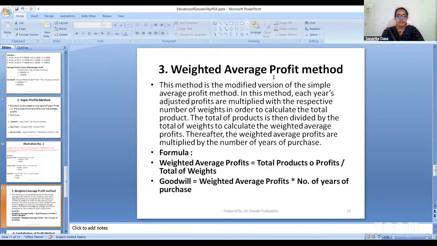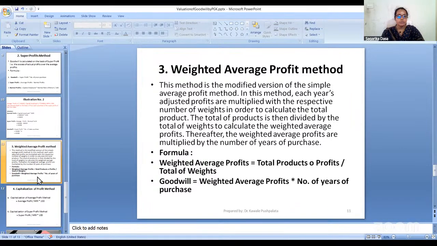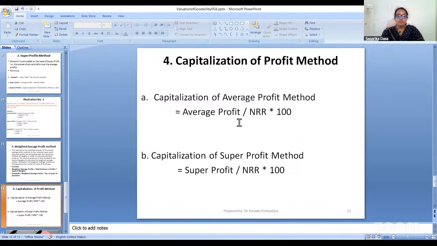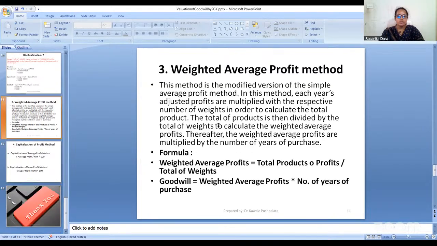Then next we have the weighted average profits method. Weighted average profits and simple average profits will mostly be the same. But the difference is, we use weighted average profits when the profits per year are increasing. We apply the weighted average profits method. The formula for weighted average profits is total of products of profits divided by total of weights. Here weights is a new category that gets added. That I will explain to you in the next class.